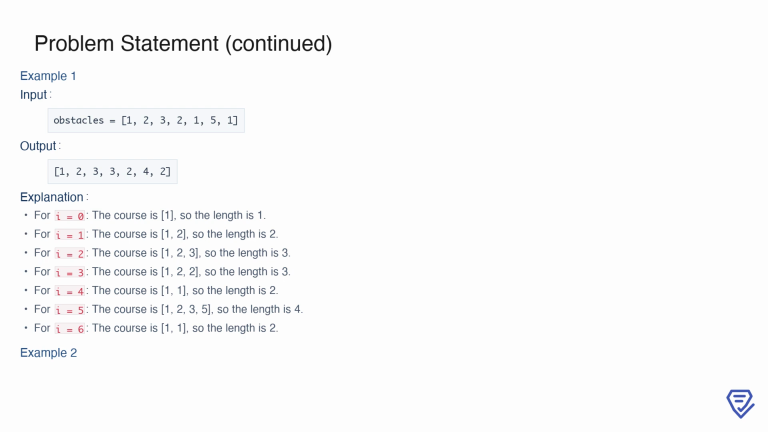At i equals 3, the course can be 1, 2, 2, which is still valid since it's non-decreasing, so the length is 3. For i equals 4, the course resets to 1, 1, giving a length of 2. At i equals 5, the sequence 1, 2, 3, 5 is the longest course, and its length is 4. Finally, for i equals 6, the valid course is 1, 1, again, with a length of 2.